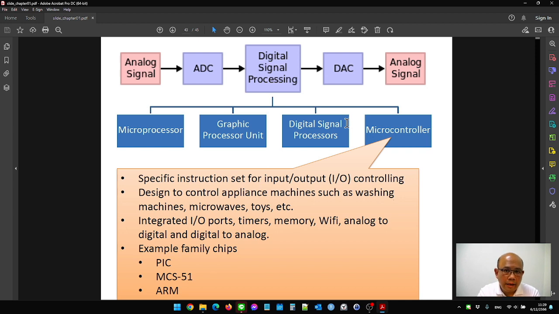The last one here is the microcontroller. The microcontroller is a type of processor, but has specific instructions to support the work of transfer, input, output and controlling in very low speed devices. What is a low speed device? For example, a washing machine or a microwave.